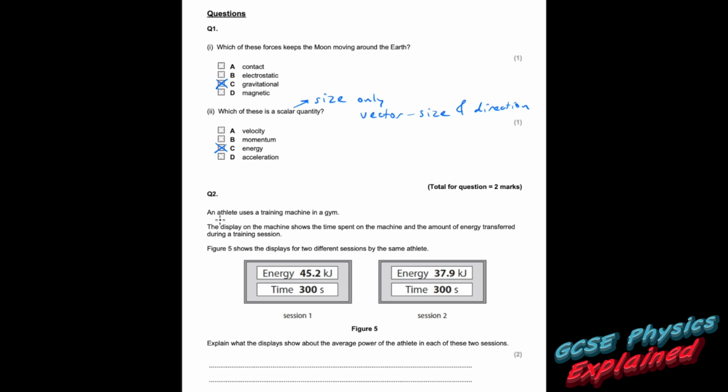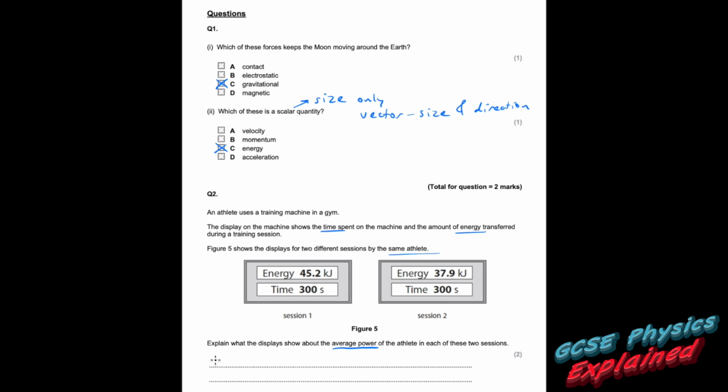Question 2. An athlete uses a training machine in a gym. The display on the machine shows the time spent on the machine and the amount of energy transferred during a training session. Time and energy. Figure 5 shows the display for 2 different sessions by the same athlete. Explain what the display shows about the average power of the athlete in each of these 2 sessions. So always base your explanation on a calculation.